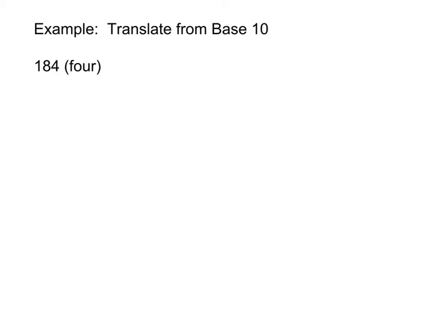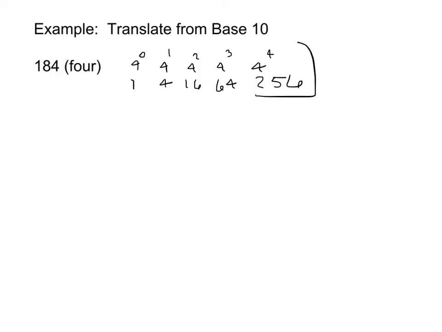First thing we need to do is look at our list and find the first power larger than 184. I will write those up. So we have our list here, our 4s, and you can see the first number bigger than 184 is 4 to the 4th, which is 256. This tells us our answer is going to have 4 numbers in it, because it's 4 to the 4th.